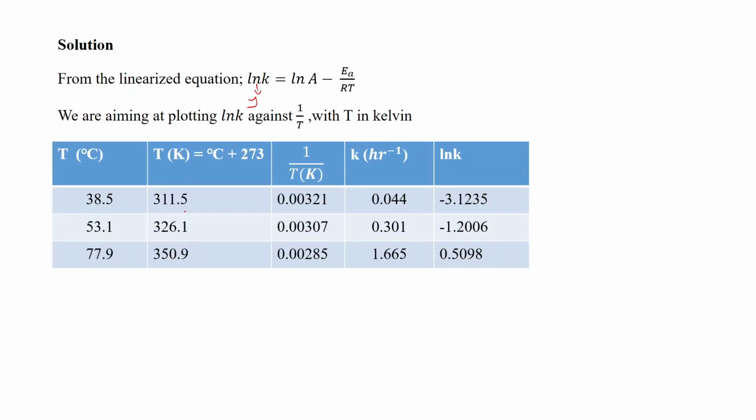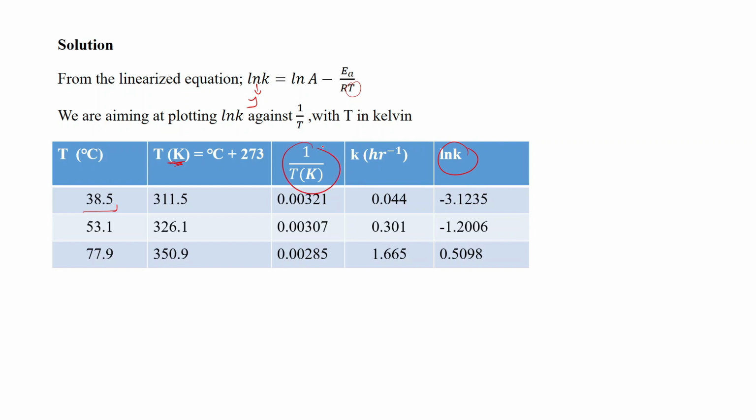But then our temperatures were in degrees Celsius. We need to convert them into Kelvin, because we mentioned that the T here is supposed to be in Kelvin. So we add 273 to the value in degrees Celsius, and we get these values in Kelvin. We find the inverse of that to get 1 over T. And then our K values were also given. We find the natural log of them, and then we get this. So we are going to plot this against this.